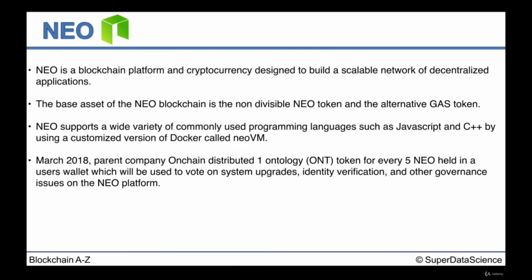Also, we saw in our introduction that NEO was launched originally in 2014, but as AntShares through the development company OneChain, and rebranded to NEO in 2017. A few months ago in March, OneChain, remember OneChain is the parent company, distributed one Ontology token for every 5 NEO in a wallet that will be used to vote on things such as system upgrades and governance issues on the NEO platform.